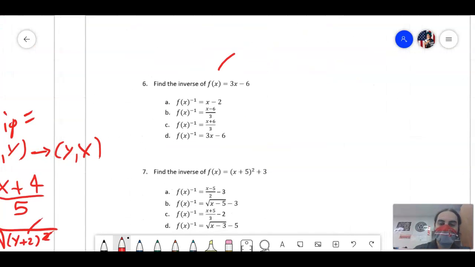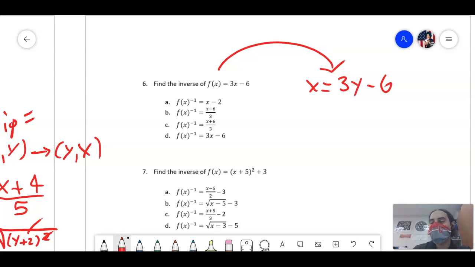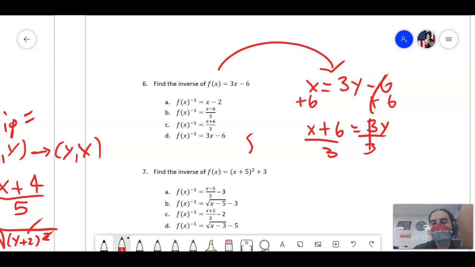Find the inverse. So once again, switch x and y. So we got x equals 3y minus 6. To get rid of that -6, you add 6 to both sides. Cancel those out. x plus 6 equals 3y. Divide by 3, and you can write f inverse of x. x plus 6 over 3 is C.